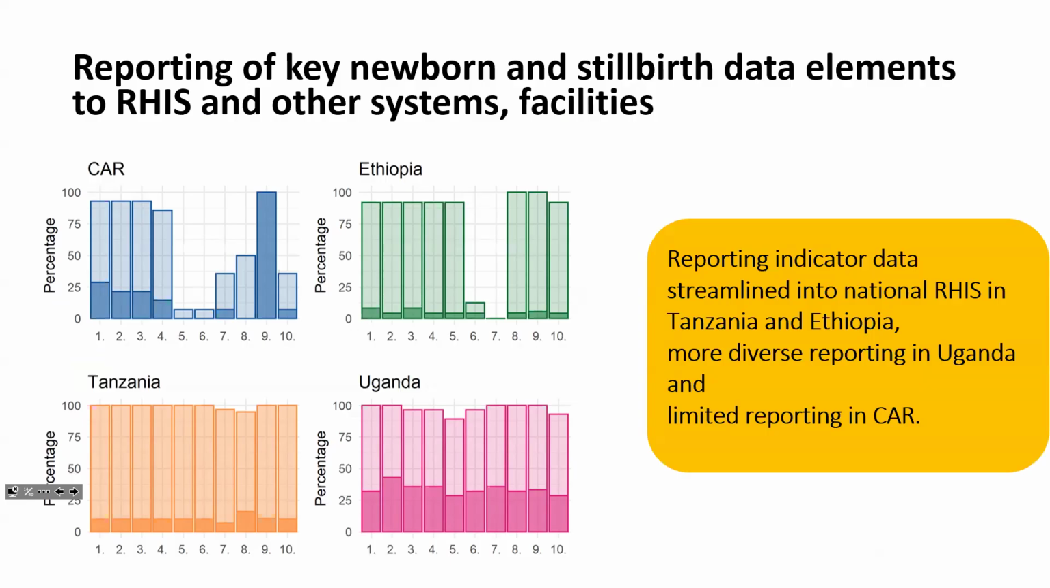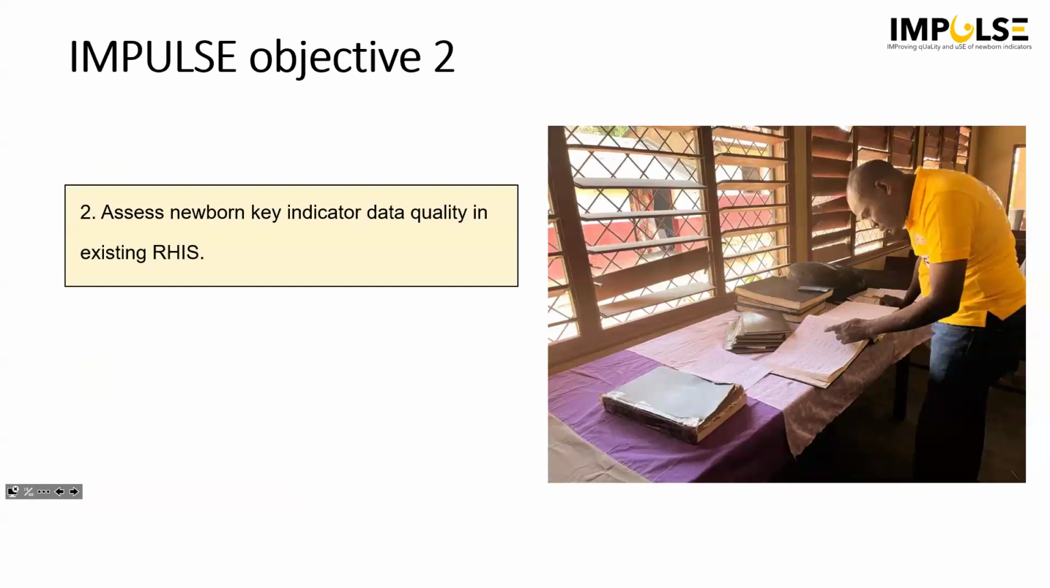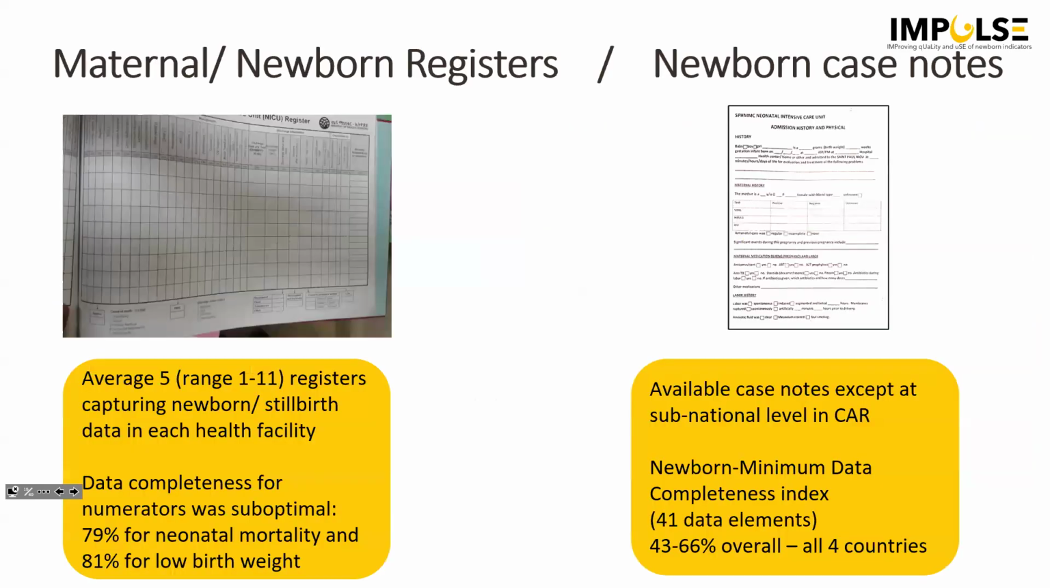This is the same figure, but showing all countries now. The reporting indicators and data are streamlined into the national RHIS in Tanzania and Ethiopia, with more diverse reporting in Uganda and limited reporting in Central African Republic. The second objective was to assess newborn indicator data quality in the existing RHIS.